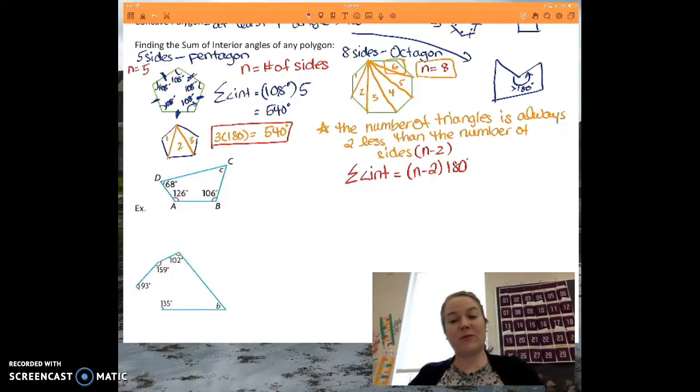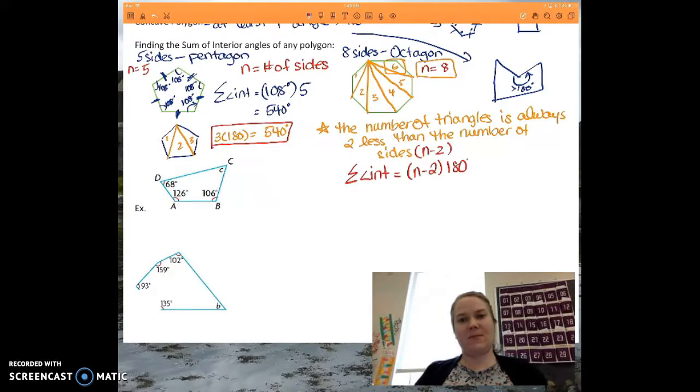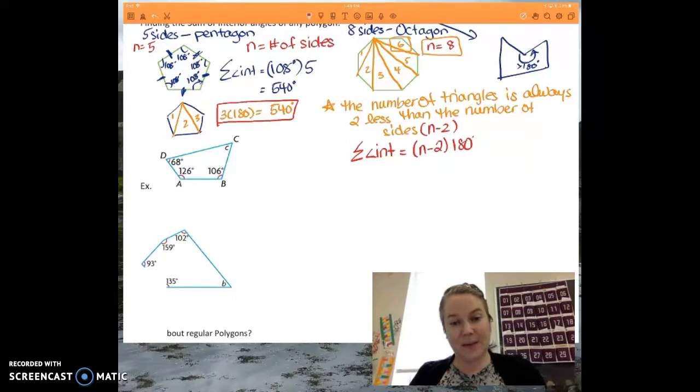And that formula works for any number of sides, from 3 with the triangle, which is going to be 1 times 180, which is 180, and we know that's what the sum of interior angles for a triangle already is, all the way up to something with 25 sides, or 45 sides, or 65 sides. We can calculate the sum of interior angles no matter what, as long as we know what n is. So let's give it a try. And what we need to know here is what is the number of sides for this example.